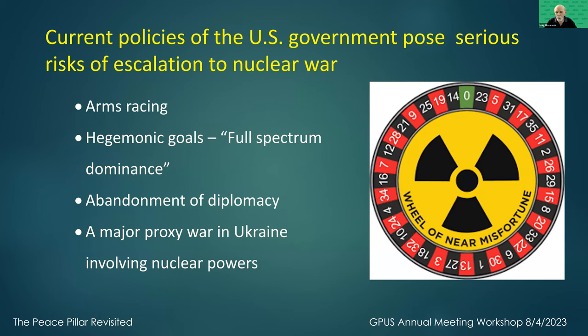By abandoning diplomacy, we're closing off avenues for peaceful resolution of conflicts. We are involved in a major proxy war in Ukraine against a nuclear armed power. I call it a proxy war because without our financial and military support, the war would stop. And the reason it's continuing is we are inflicting harm on Russia. Again, a nuclear armed power that can resort to the ultimate weapon if it so chooses.